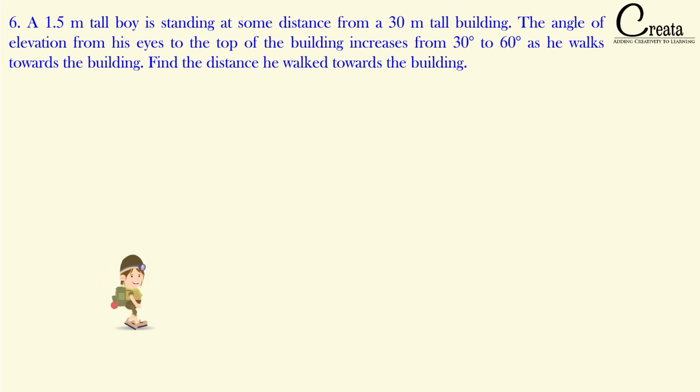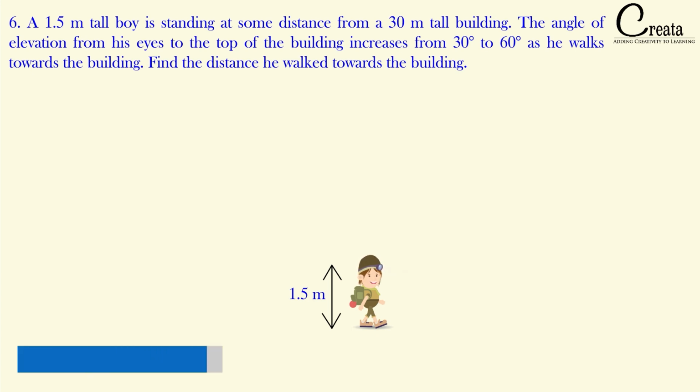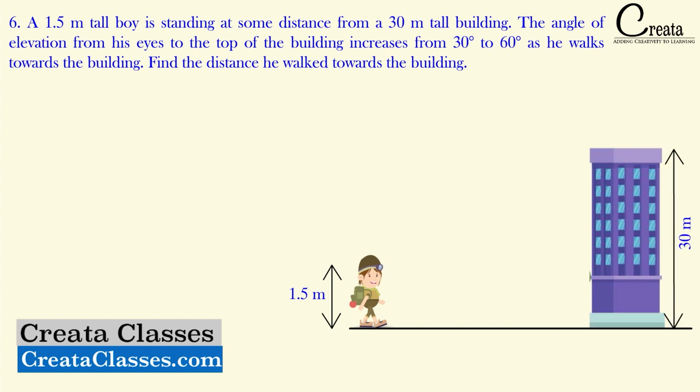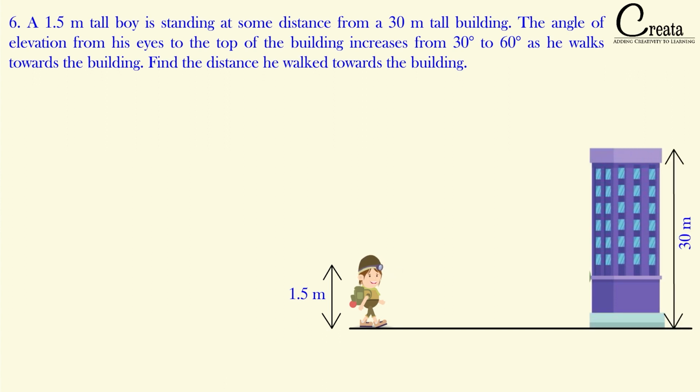A boy is given and the height of the boy is given as 1.5 meter. So this is the boy, the height is 1.5 meter. Further, a 30 meter tall building is also given in front of that boy. And the angle of elevation from the eye of that boy to the top of the building is given in two different conditions. At first point, the angle of elevation from his eyes to the top of the building is given as 30 degree. What is angle of elevation?